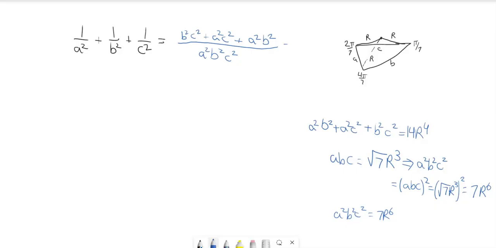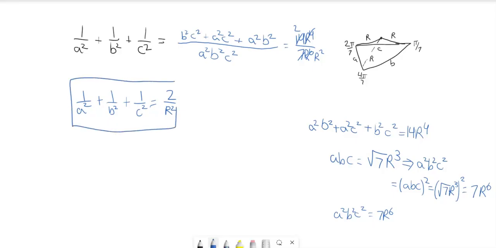So I'm going to replace on this fraction the numerator with 14r to the fourth and the denominator with 7r to the sixth. The r to the fourth and r to the sixth will cancel, and we're left with r squared on the bottom, and 7 goes into 14 twice. So 1 over a squared plus 1 over b squared plus 1 over c squared is equal to 2 over r squared. And that concludes the video right there.